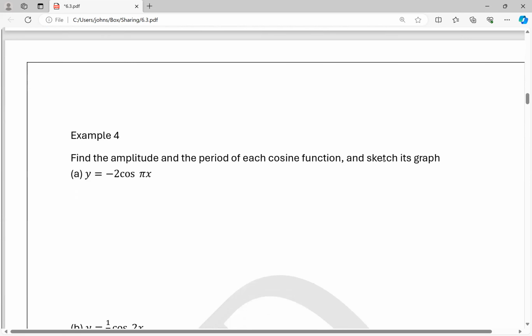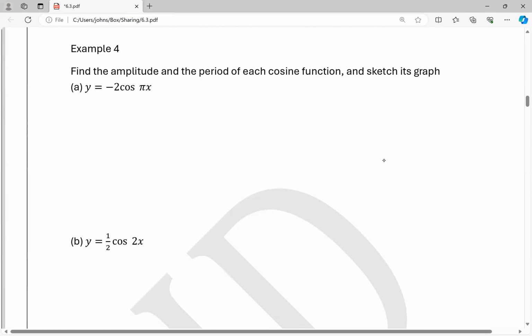So now let's talk about the cosine graph. So it's the same thing. For the cosine graph, let's go with the amplitude here. The amplitude is still the same, which is the absolute value of minus 2, which is going to be 2. And the period is 2 pi over k, so which is 2 pi over what? So 2 pi over pi, right? Which is just 2, because here this is your a, and this is our k.